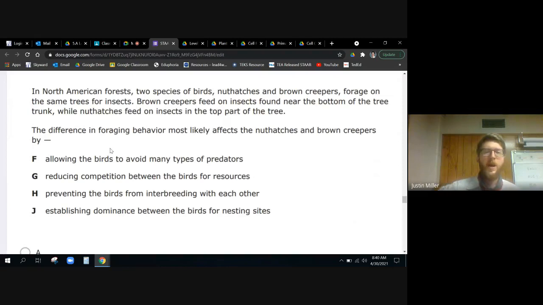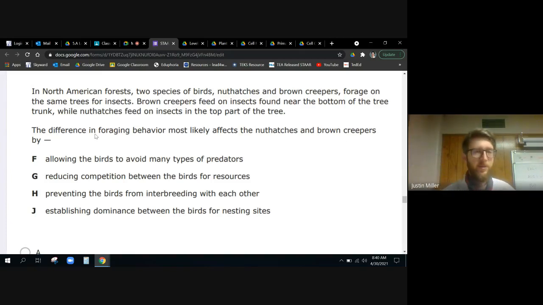Okay. In North American forests, two species of birds, nuthatches and brown creepers, forage on the same trees for insects. Brown creepers feed on insects near the bottom. Nuthatches feed on insects in the top. So these birds are feeding on bugs down at the bottom. These other birds are feeding on bugs that are at the top.